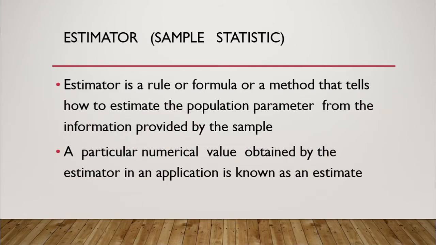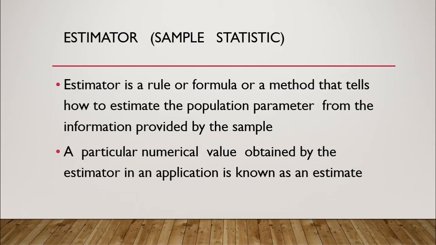So what is an estimator? Estimator is also known as sample statistic. So an estimator is a rule or a formula or a method that tells how to estimate the population parameter from the information provided by the sample. As I have already mentioned, we are always trying to estimate the population parameter from the information provided by the sample, and estimators help us to estimate the true population parameter from the sample data. So estimators are rules or formulae or methods which are used to estimate the population parameter from the information provided by the sample.